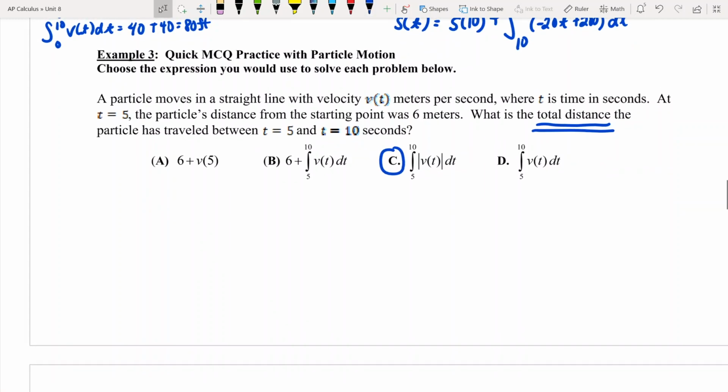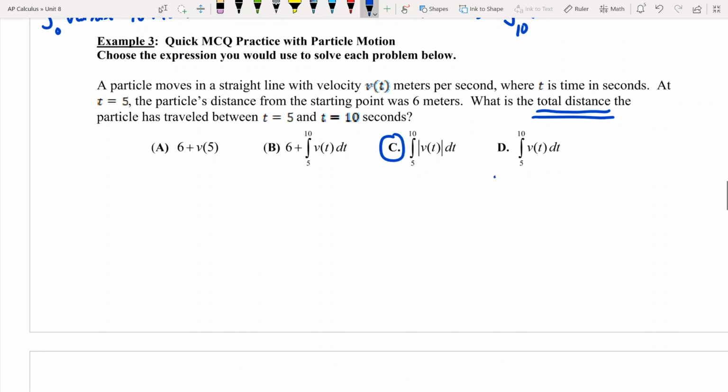So that one's pretty clear that the total distance is going to be the absolute value from 5 to 10 of that expression. But what do these other ones mean if you were to see it on a multiple choice portion of the test? Well, for option D here, this has no absolute value, so this is actually just the displacement from t equals 5 to t equals 10.